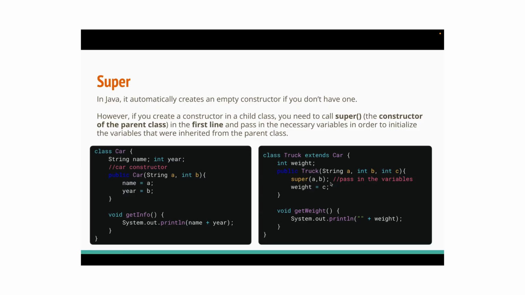So super(A, B) is just replaced by public Car(A, B), which is going to set name equal to A and year equal to B. And then since we've defined int weight directly in the Truck class, we can just directly assign that to the value of C.